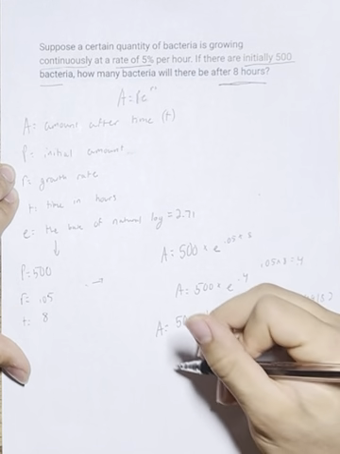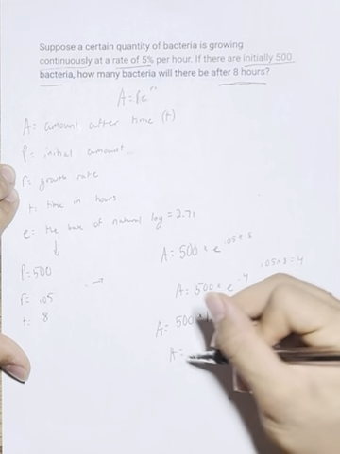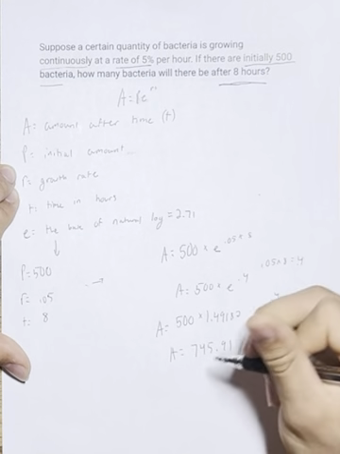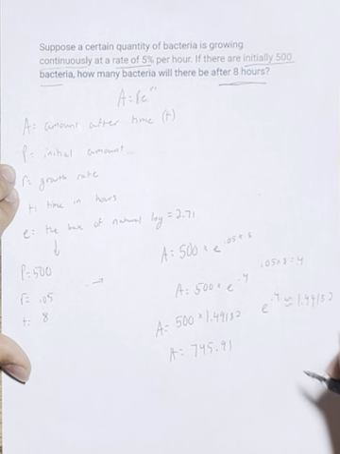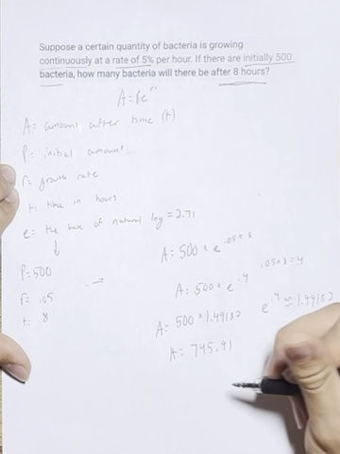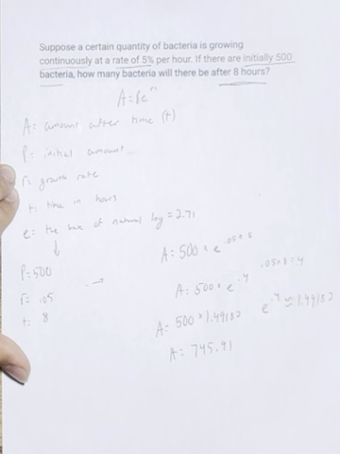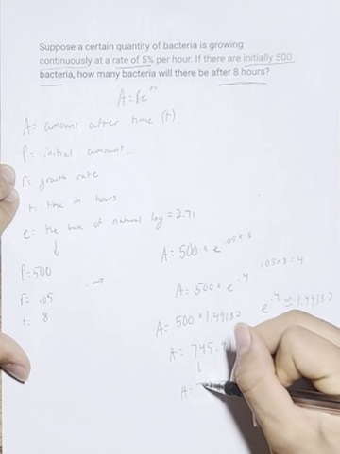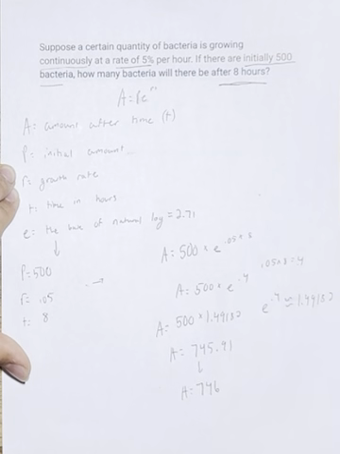And when we multiply that out, A equals 745.91, approximately. And usually in these equations, we round to whichever number is closer. So what I would say is A equals 746. So that means after 8 hours, there's approximately 746 bacteria.